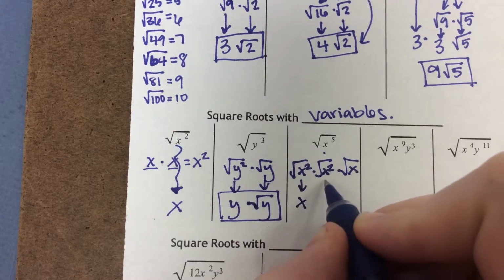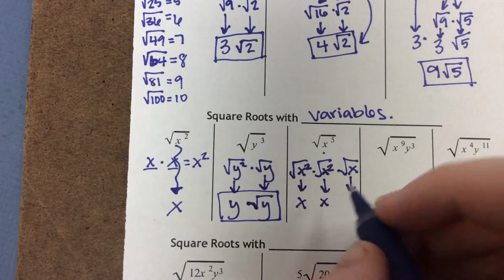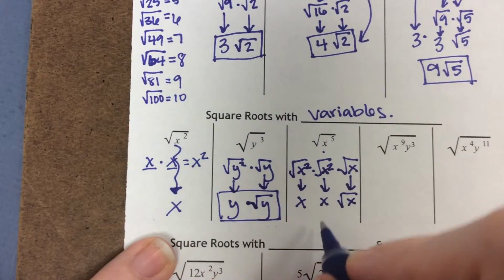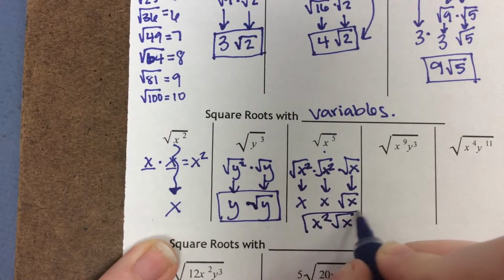This simplifies to an x. This simplifies to an x. This does not simplify, so it stays in the square root. X times x is x squared, square root of x.